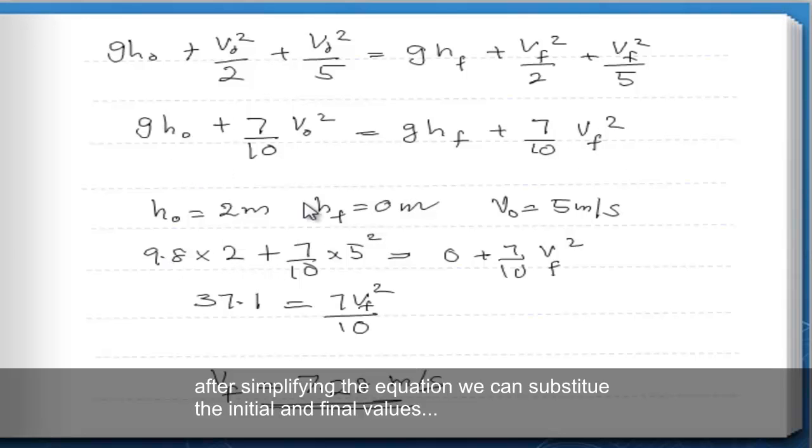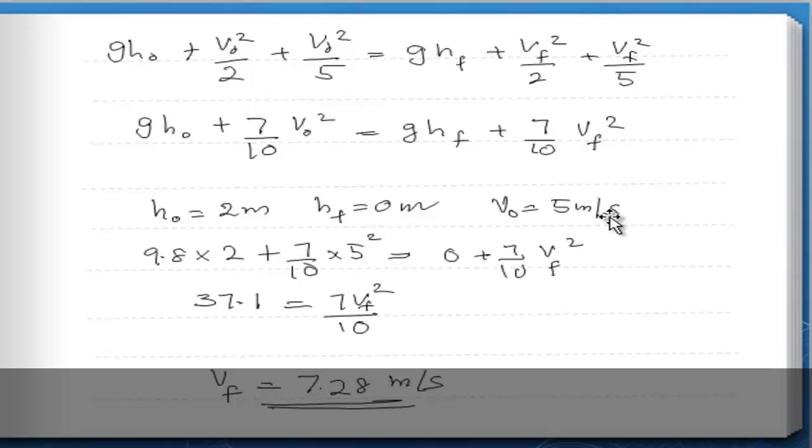So now we can plug the values given in the question. h0 equals 2 meters, hf is 0 meters, and v0 equals 5 meters per second. So plugging those values, we get 9.8 times 2 plus 7 over 10 times 5 squared equals 0, because hf is 0, plus 7 over 10 times vf squared. By solving the equation, we get vf equal to 7.28 meters per second.